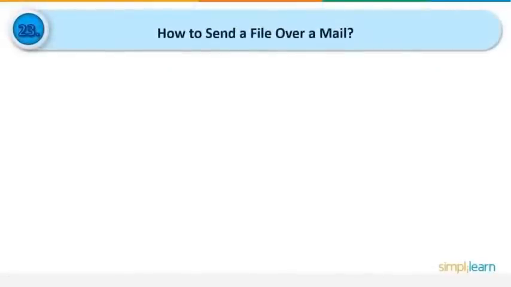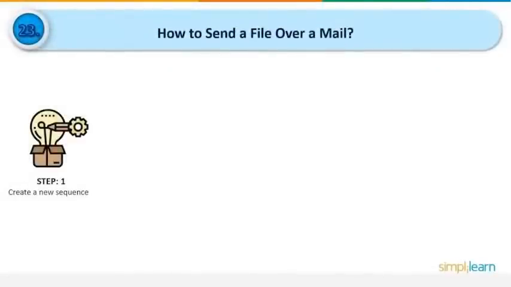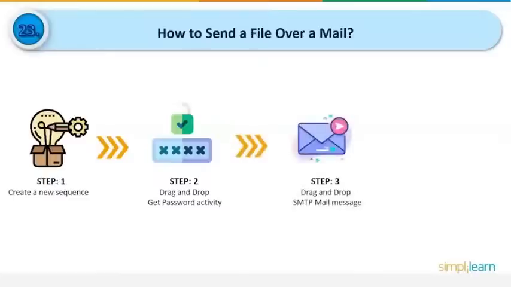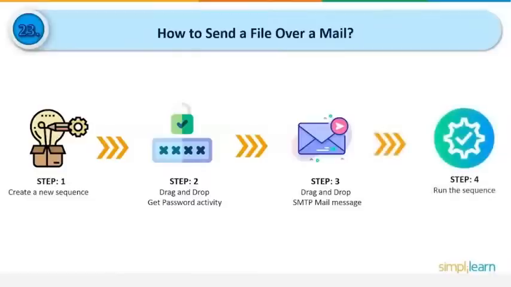Let's go to the next question. How to send a file over a mail? So first create a sequence and create a file. After you have created a file, drag and drop get password activity. Then drag and drop a SMTP mail message activity. So basically these two activities are used to send a file over a mail. Then run the sequence. So we'll jump into the UiPath Studio and see.